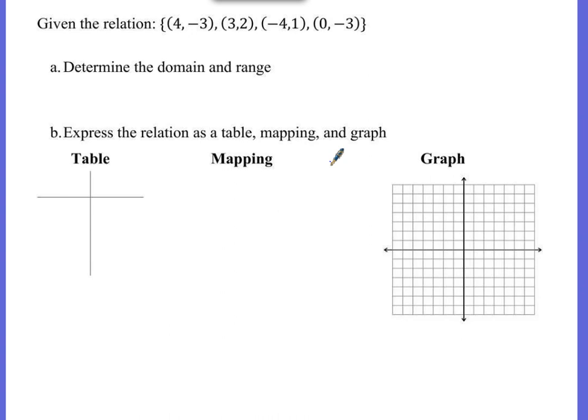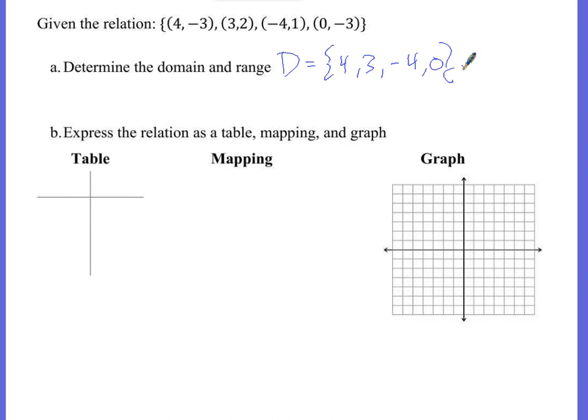So here's a new relation for you. We have 4 ordered pairs. Determine the domain and range. So for part A, what are we going to write? D equals. Now what? 4, 3, -4, and 0. Didn't have any repeats to worry about.